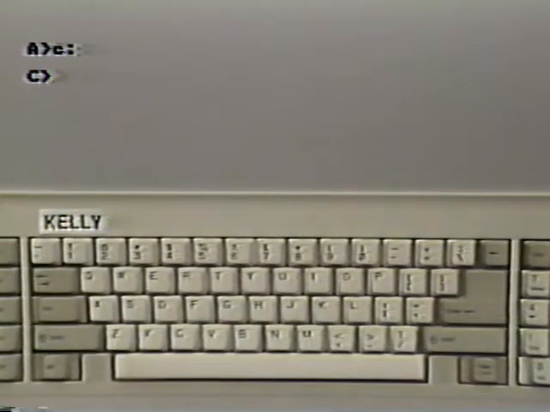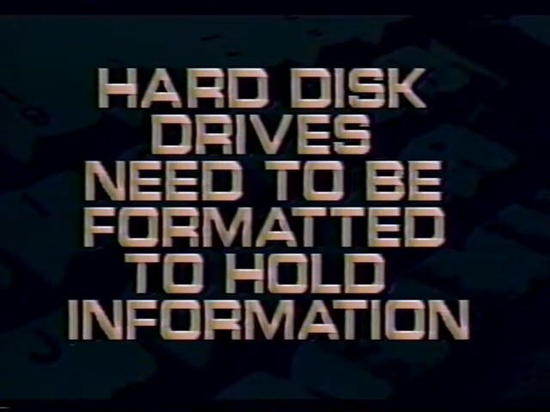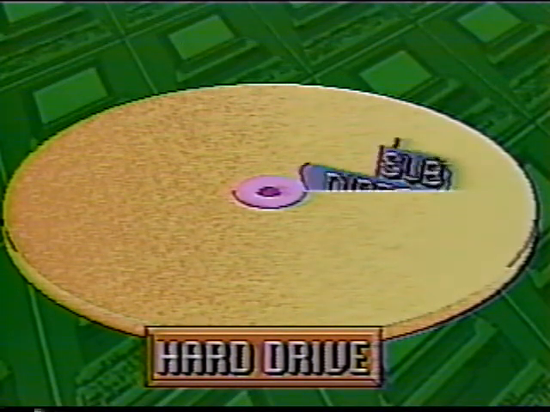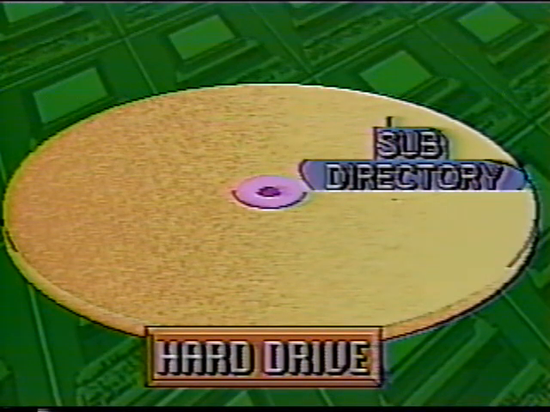You should now see a C prompt on your screen. Hard disk drives also need to be formatted to hold data, and yours has probably already been formatted, so all we need to do now is set up a subdirectory on it to hold DOS. A subdirectory is a place we can set up on the hard disk to hold different programs. We are going to set one up to hold DOS.